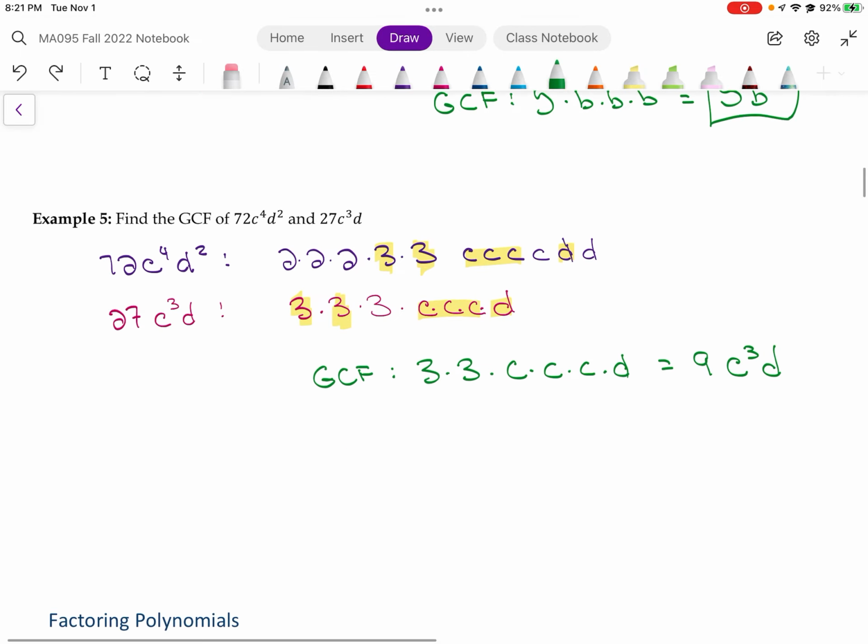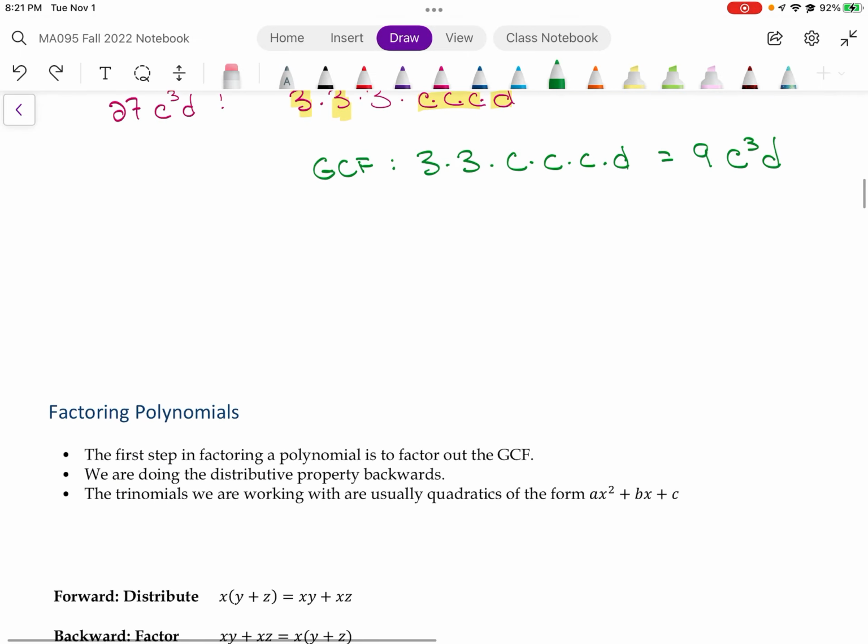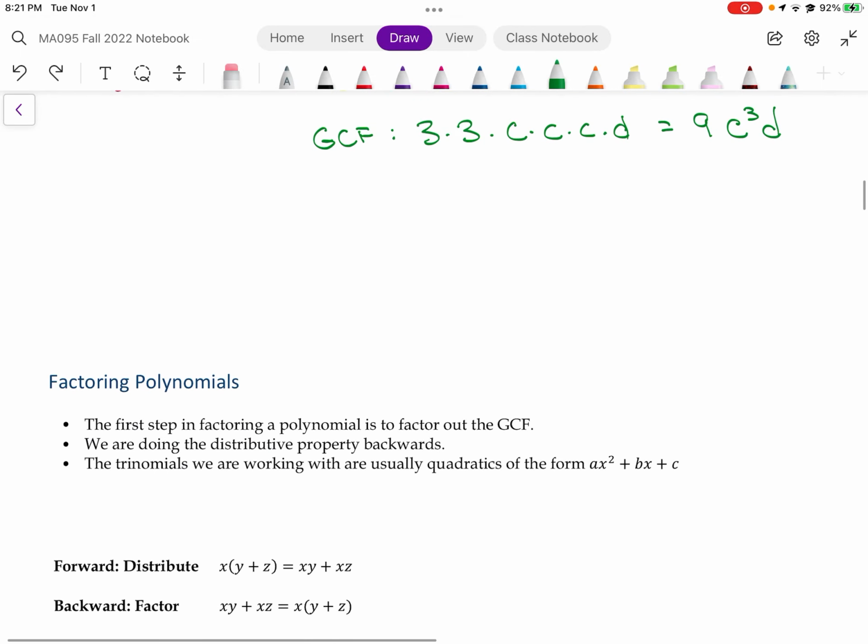Okay. So next we're going to look at factoring polynomials. The first step in factoring a polynomial is to factor out the greatest common factor. So if you can do that first. Remember, factoring just means we're using the distributive property backwards, right? So distributing is multiplying. Factoring is basically dividing. We're just dividing things back out. We're pulling things out.